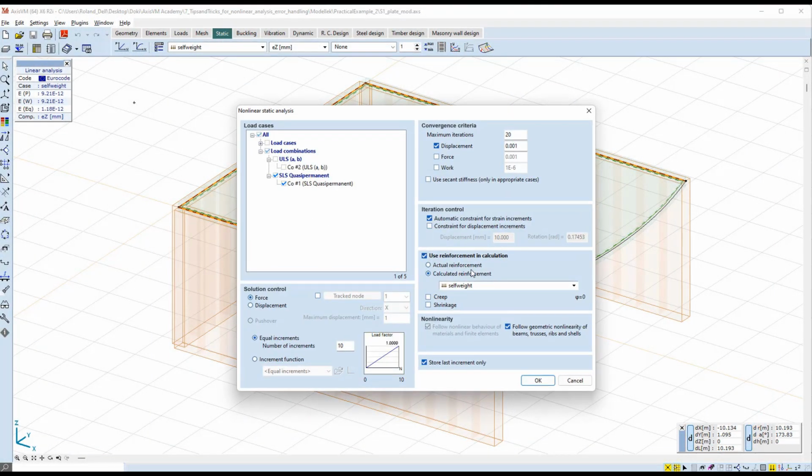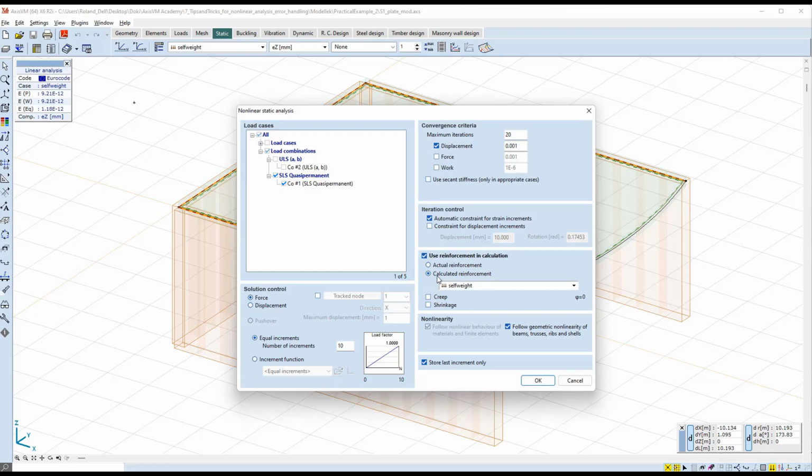First step is to check the reinforcement which is taken into account for the analysis. Convergence of nonlinear analysis of concrete structures is very sensitive to the amount of reinforcement taken into account during the calculation. In this regard, we have three options on the nonlinear analysis tab. To not take into account the reinforcement at all, which is the least favorable option.